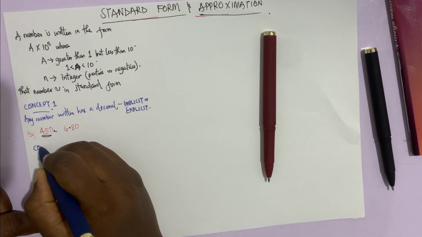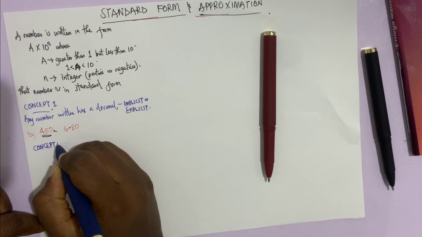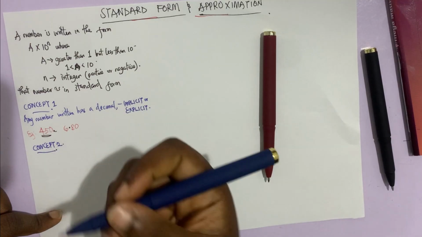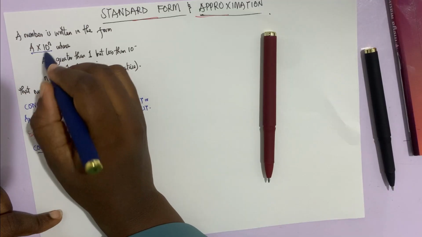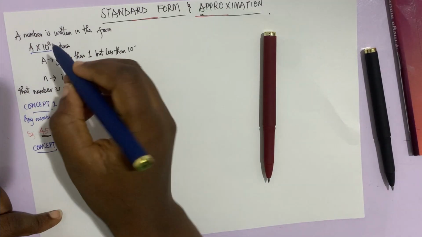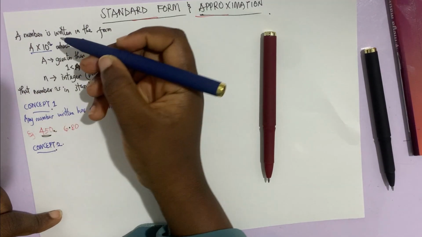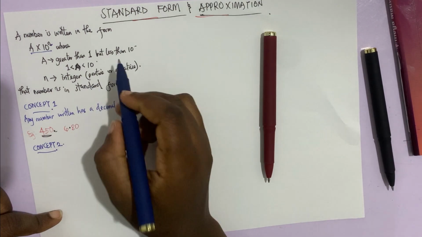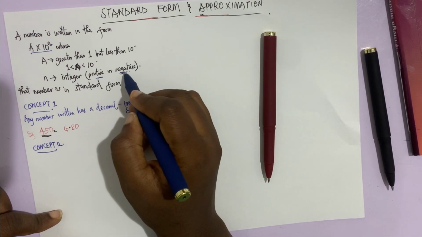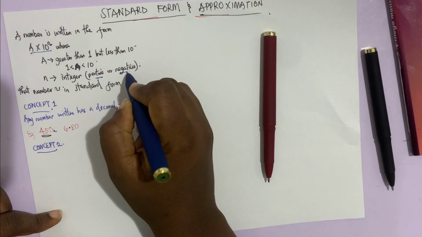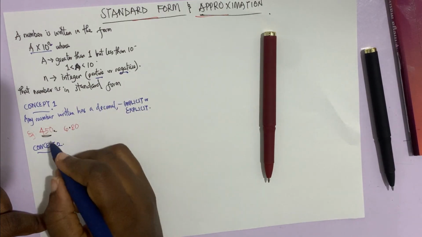And then concept 2. Concept 2 is that, we have established that standard form is written in this form, right? So for us to get this n integer, we say it can be positive or negative. How do we know when it's positive? How do we know when it's negative? Basically, this is the idea.